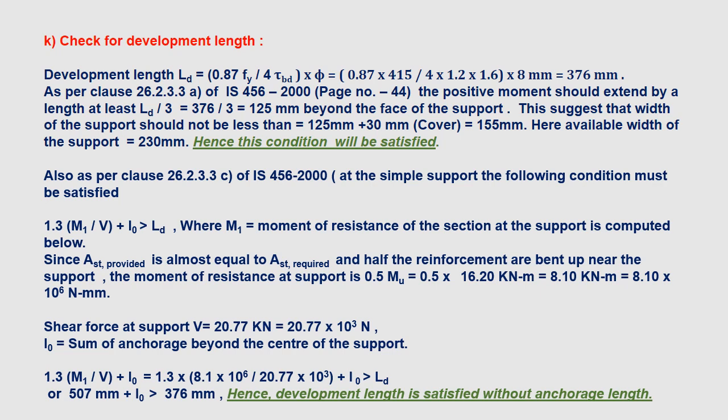Now what is L0? L0 is the sum of anchorage value beyond the center of the support. Now if we put the value of M1 and V, it will be equal to 1.3 into 8.1 into 10 to the power 6, divided by 20.77 into 10 to the power 3 plus L0, which should be greater than Ld. So this value becomes 507 millimeter plus L0, which should be greater than 370 millimeter. So if we do not provide any anchorage beyond the center of the support, then also this condition will be satisfied.